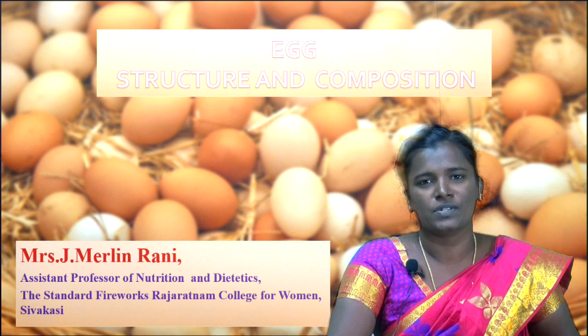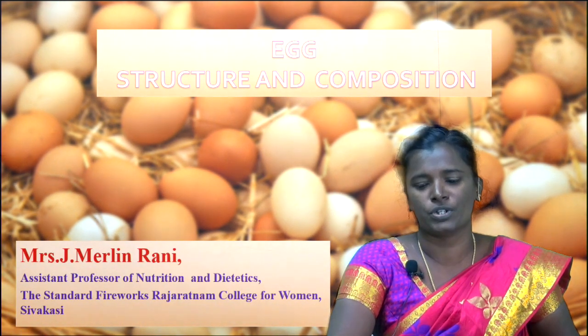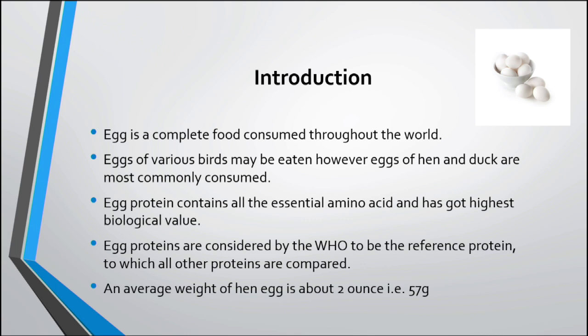Today we are going to see what an egg is, and its structure and composition. So first, we are going to see what an egg is. Egg is a complete food. Why is it a complete food? It contains all the essential amino acids which are required for the growth and development of human beings.